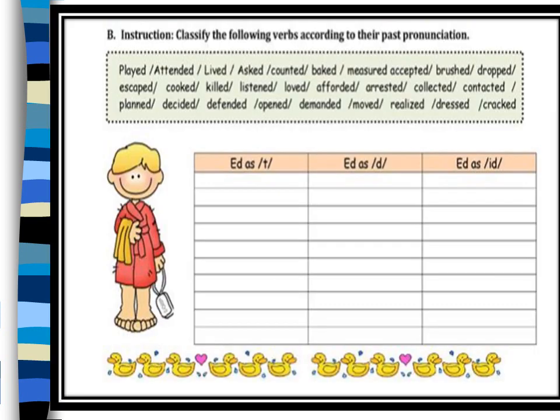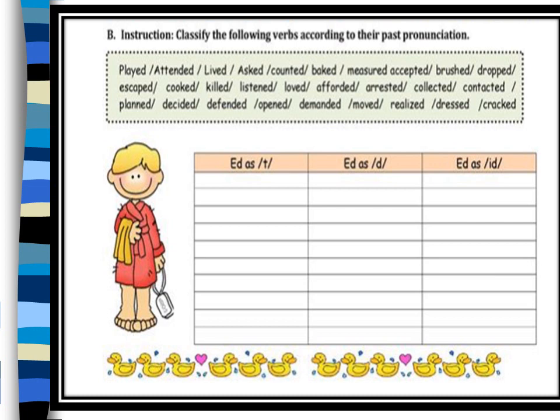Now, guys, you can practice the pronunciation of regular verbs by classifying the following verbs according to their past pronunciation. So you have the verb played, attended, lived, asked, counted, baked, measured, accepted, brushed, dropped, escaped, cooked, killed, listened, loved, afforded, arrested, collected, contacted, planned, decided, defended, opened, demanded, moved, realized, dressed, and cracked.